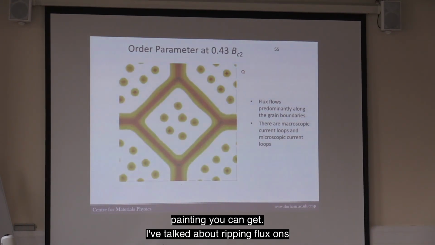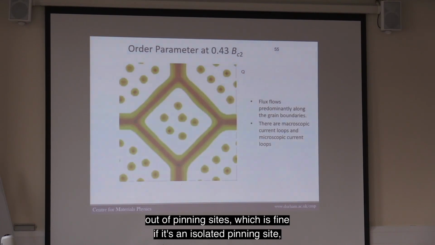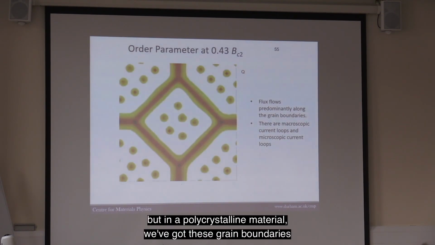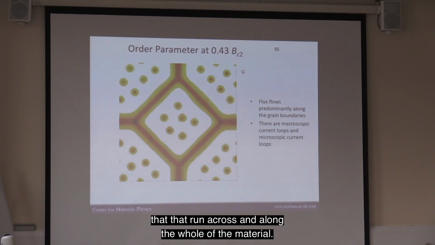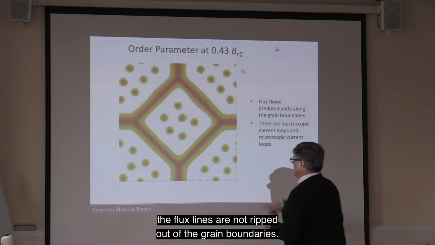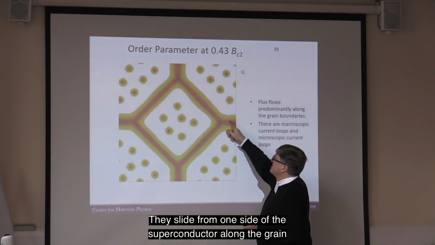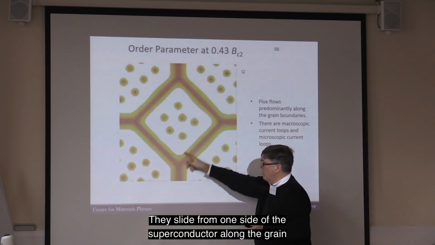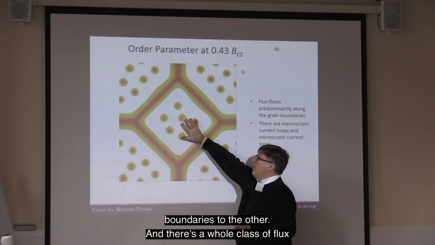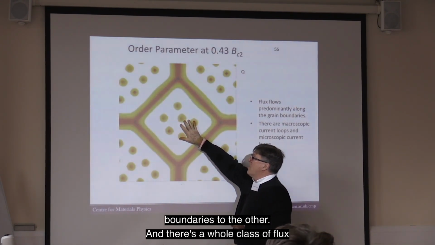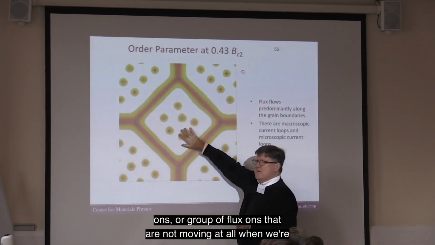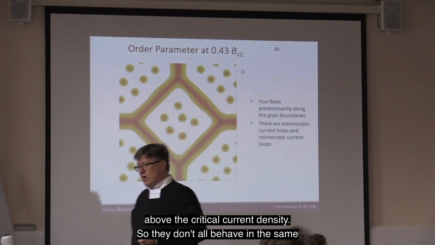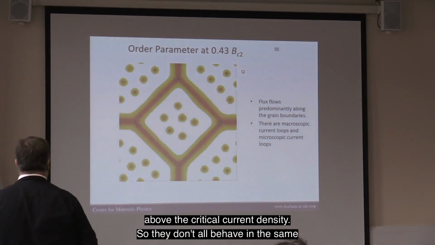you can get. I've talked about ripping fluxons out of pinning sites, which is fine if it's an isolated pinning site. But in a polycrystalline material, we've got these grain boundaries that run across and along the whole of the material. And in the case of polycrystalline materials, the fluxons are not ripped out of the grain boundaries. They slide from one side of the superconductor along the grain boundaries to the other. And there's a whole class of fluxons, or group of fluxons, that are not moving at all when we're above the critical current density. So they don't all behave in the same way.